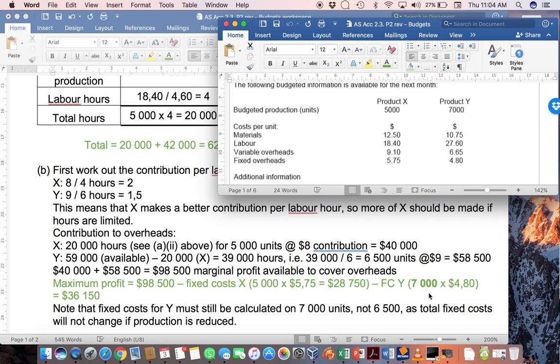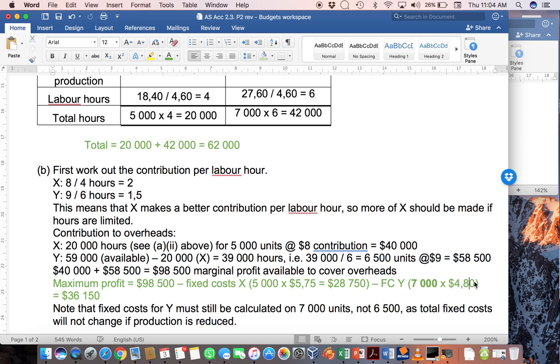And the reason for this is quite simply the fact that although you are only going to make 6,500 units, your fixed overhead cost is not actually going to change. Although it's been worked out here as $4.80, that is assuming there are 7,000 units produced. And even if there are less made, the fixed cost will overall stay exactly the same.